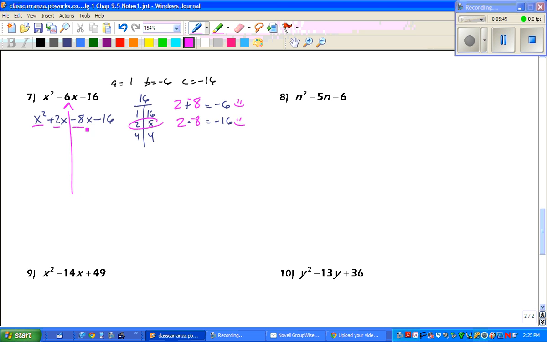Draw the line down the middle and factor. You take out the GCF, x, and get x plus 2. Take out the negative 8, and we get x plus 2. Our check, we are good. So x plus 2 and x minus 8.